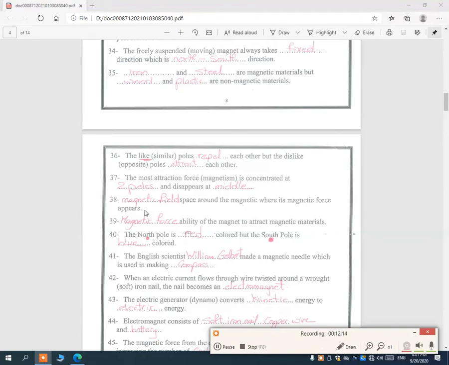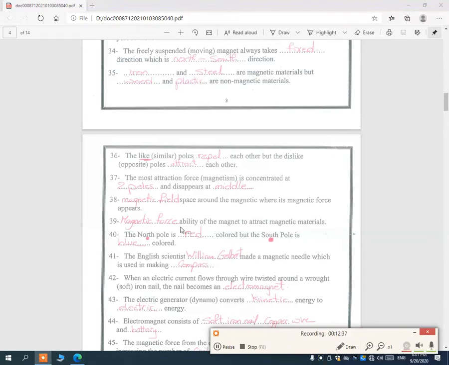38. Dot space around the magnet where its magnetic force appears. The space around the magnet. When you see space around the magnet, you have to write magnetic field. The space around the magnet is called magnetic field.